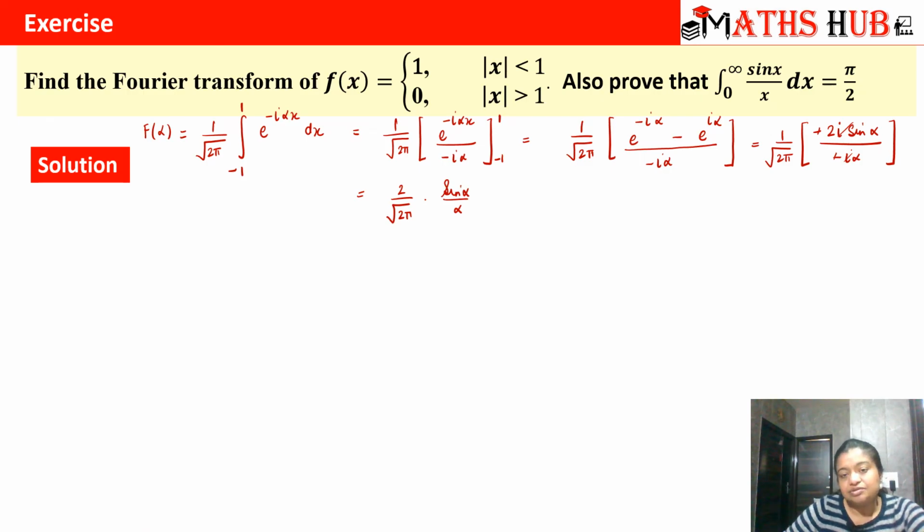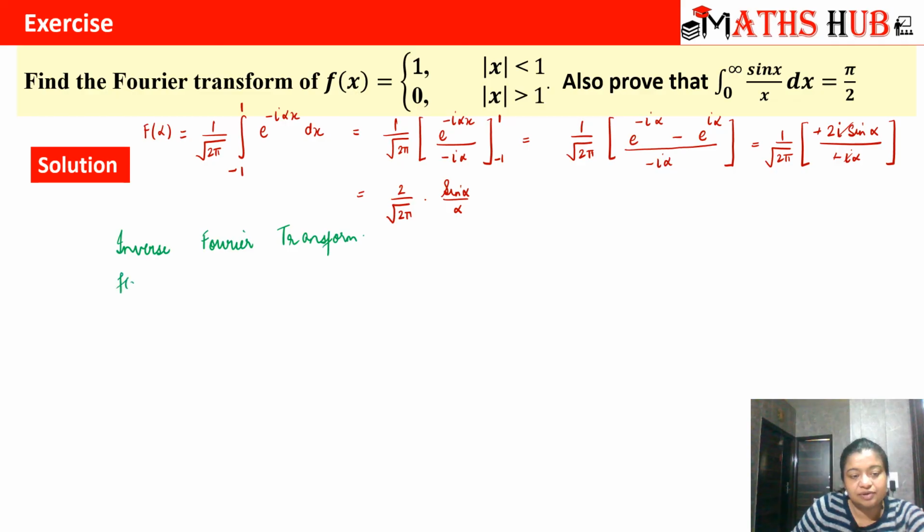Now the question also says prove that the integration 0 to infinity sine x by x dx is pi by 2. So you can see that the term is similar to sine alpha by alpha, only the letters are different, right? Variables are different. So there is an integration also here. That means you have to apply the inverse Fourier transform, right? Now when you apply the inverse Fourier transform, what will you get? You'll get back the function f(x), right?